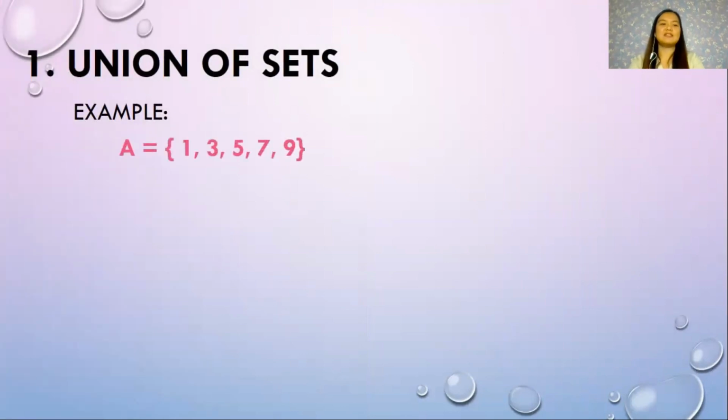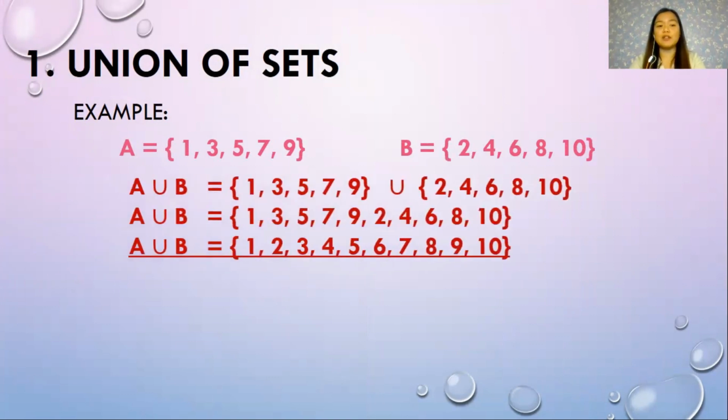Set A, 1, 3, 5, 7, 9. And set B to have the elements 2, 4, 6, 8. Okay. So, we are asked to find the union of that. Again, substitute the values of A, digits, elements na 1, 3, 5, 7, 9, union with set B containing the elements 2, 4, 6, 8, 10.